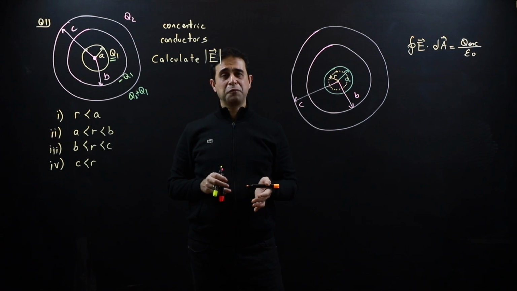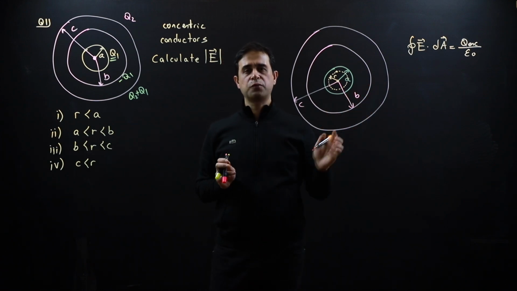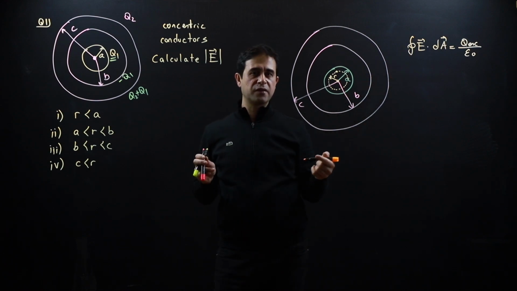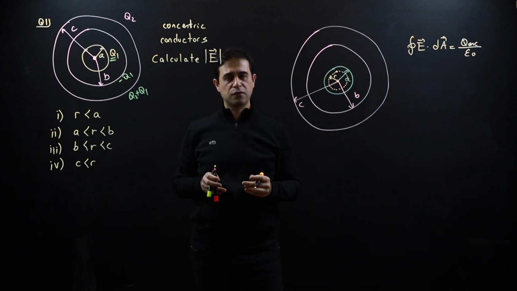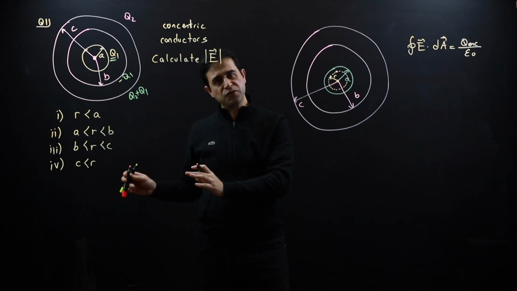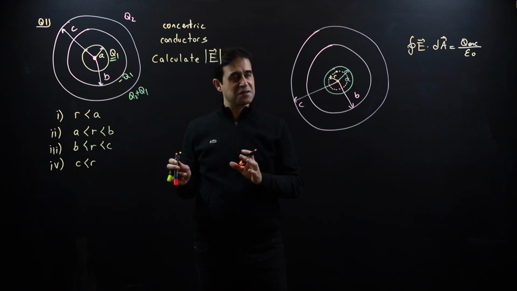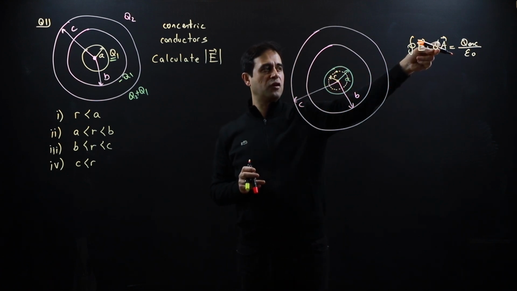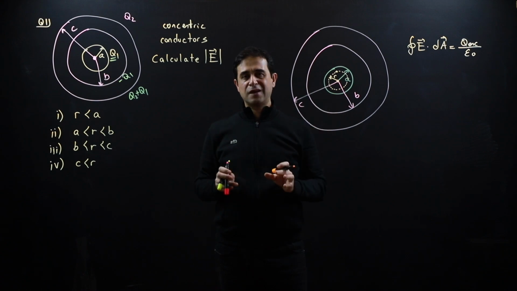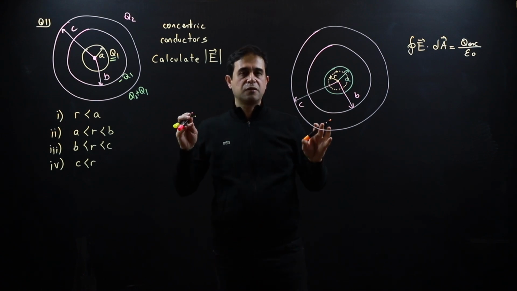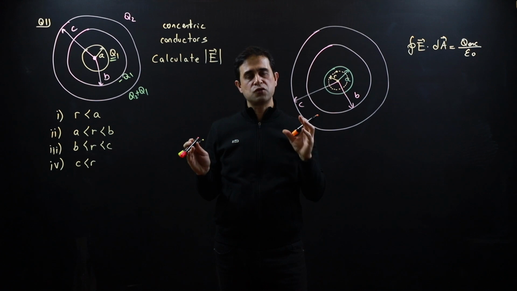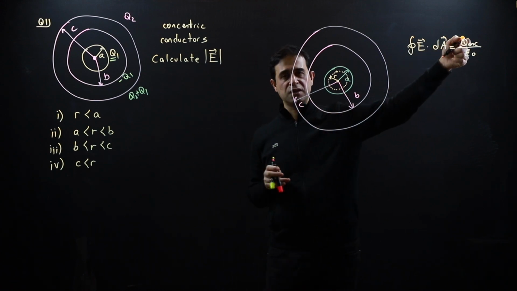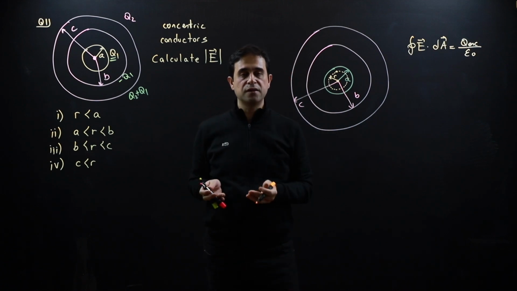For any Gauss problem, we don't want to evaluate this integral where E is inside. What you want to do is choose the Gaussian surface so that you can take E outside of the integral, so that E doesn't depend on any point on the surface. That amounts to choosing an appropriate Gaussian surface, and after that calculating the enclosed charge inside the Gaussian surface.